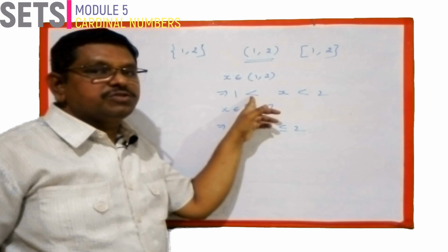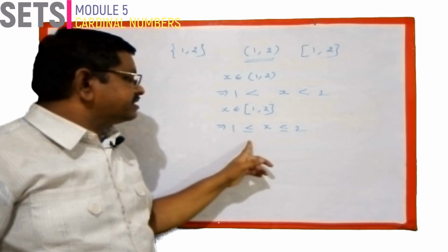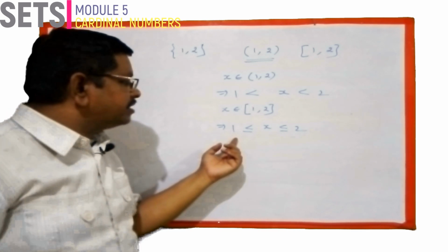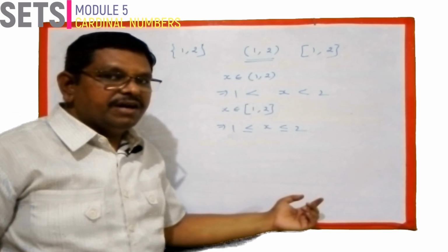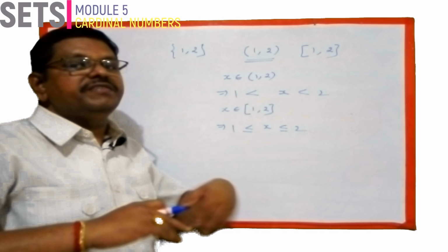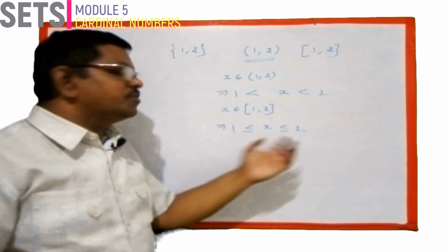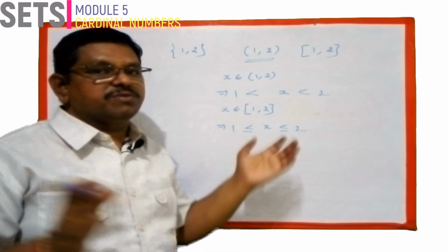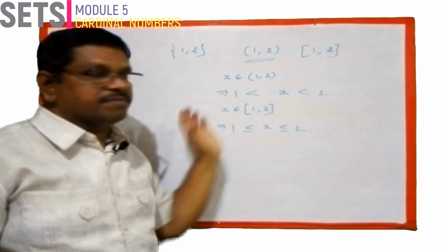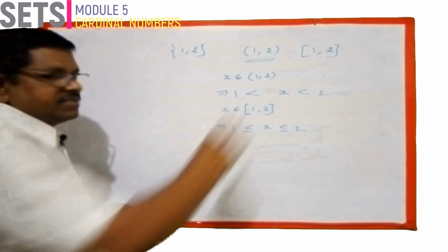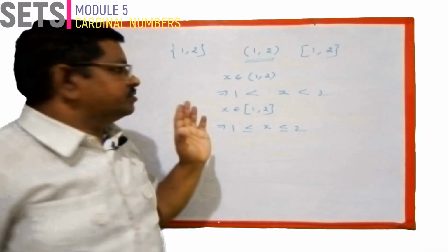The first one we used only less than, whereas in the second one we have used less than or equal to. That means we can take the elements 1 and 2 also, and the other elements are in between 1 and 2. In between 1 and 2, as many elements as possible we can take. Infinite number of elements are present in these. So the difference among these three brackets should be understood.